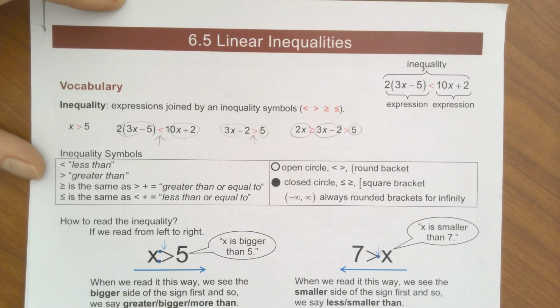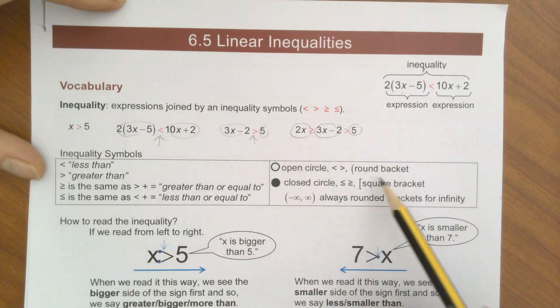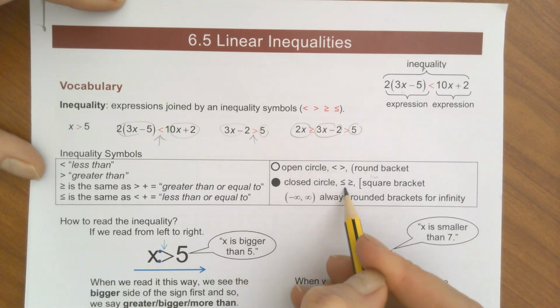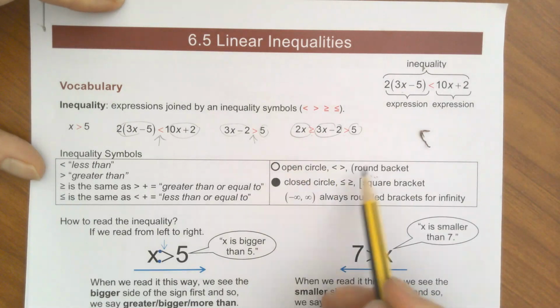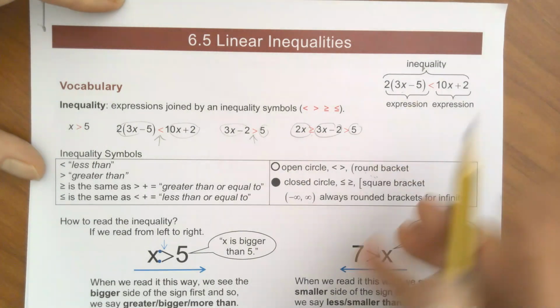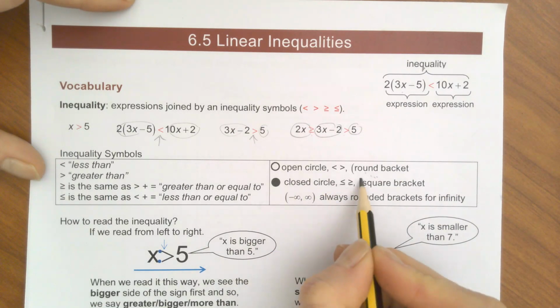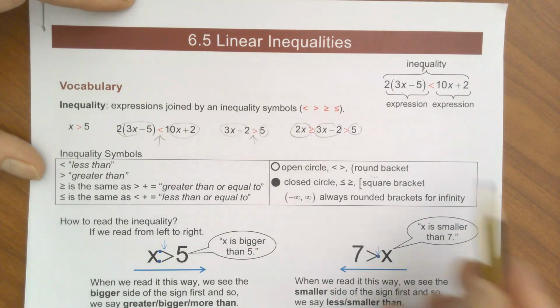Okay, so I'm just going to go over some things first. We're going to come back to this. When we have greater than or less than with no equal signs, see there's no equal signs here, we use open circles and we use round brackets. When we have equal signs with our less than and greater than signs, we use closed circles and square brackets, and when we use infinity, we always have round brackets. We'll come back to this.